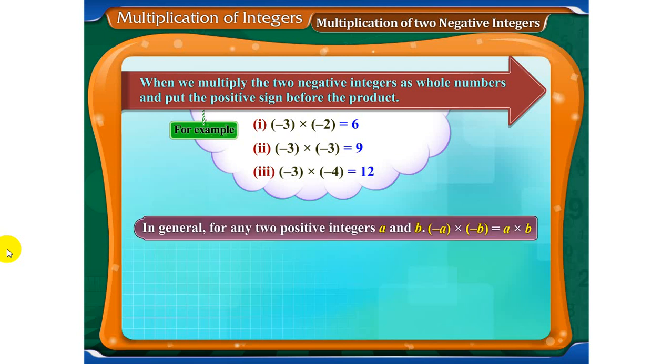In general, for any two positive integers a and b, negative a multiplied by negative b equals a multiplied by b.